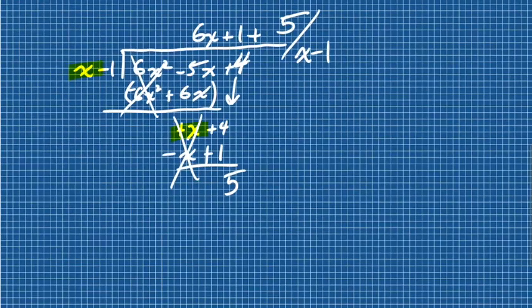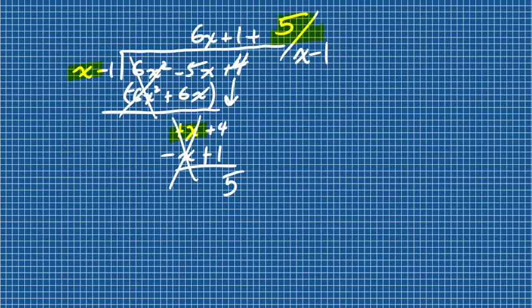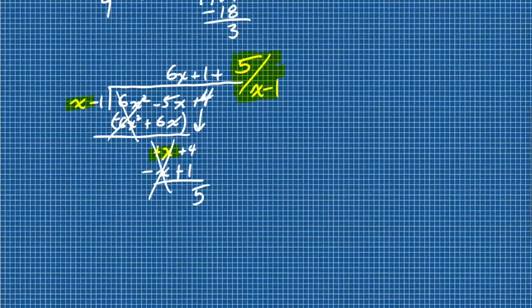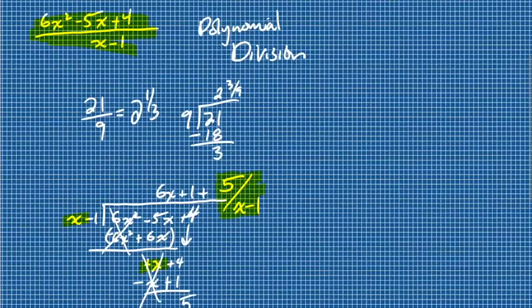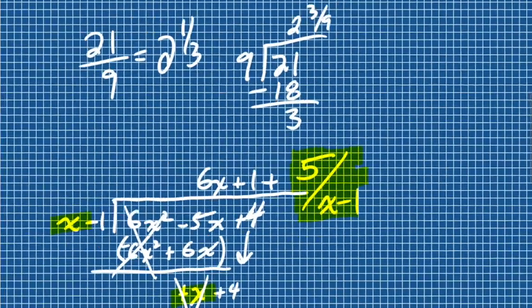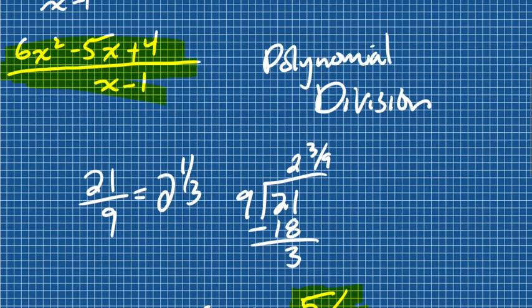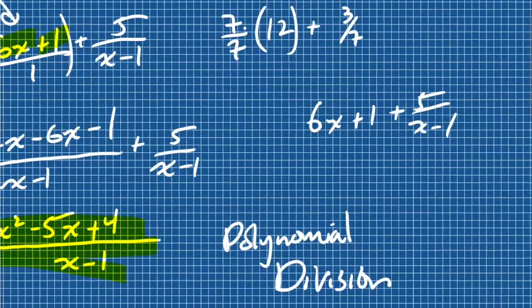And so this process is going to be important when we do rational functions. It's helpful to notice that the 5 is the part that has a denominator, and it's also helpful to know that this expression right here is the same one that we started with right here.